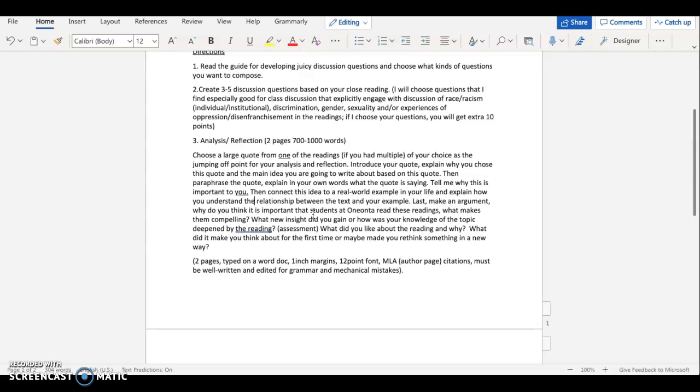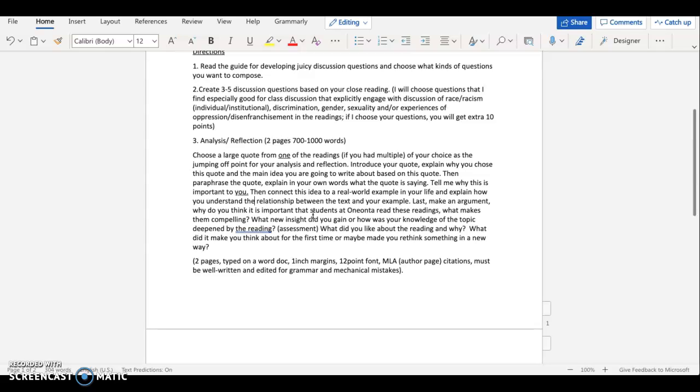So first is the quote, the analysis, and then thinking about how this is useful for your peers, why you would recommend this reading to your peers, and then reflect on what you learned from the reading. And that is the assignment.